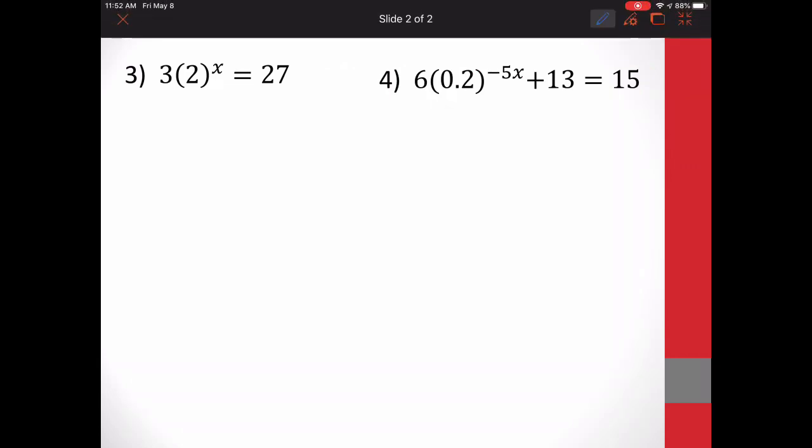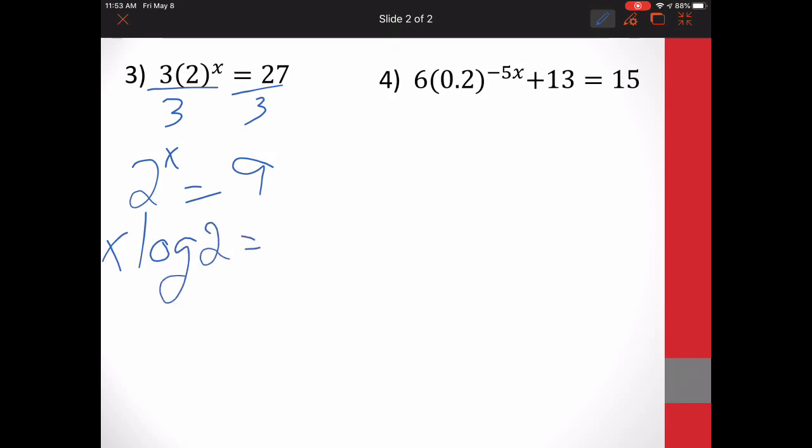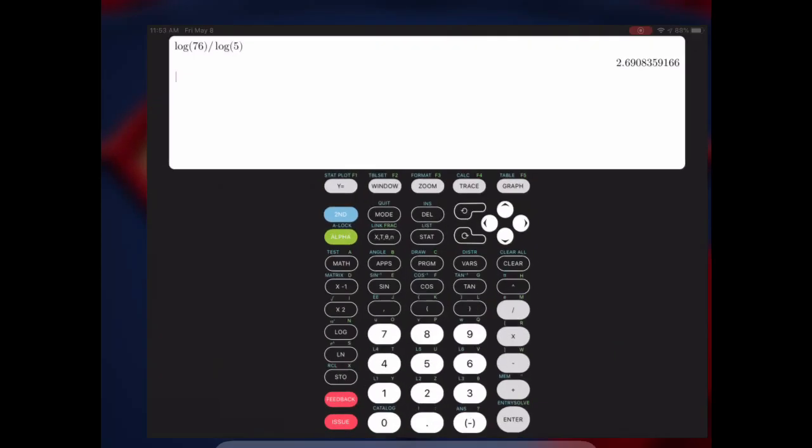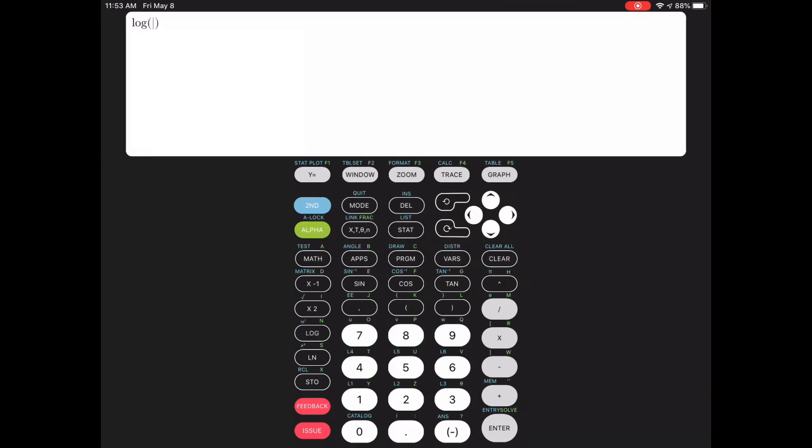These are a little more complicated. This one has 3 times 2 to the x, so we have to divide by 3. We get 2 to the x equals 9. And then we apply log to both sides, remembering to move the exponent in front. So x log of 2 equals log of 9. And then, of course, we divide by log of 2 on both sides. And we get x equals, and I'll go to my calculator again to show you, log of 9 divided by log of 2.